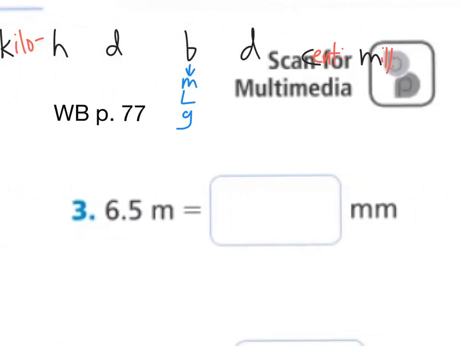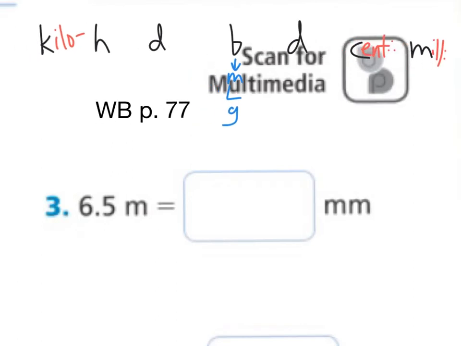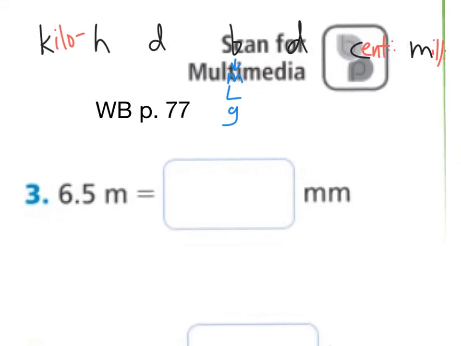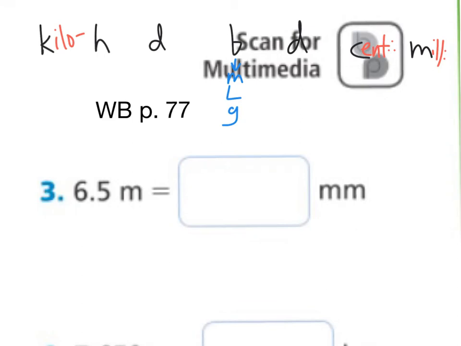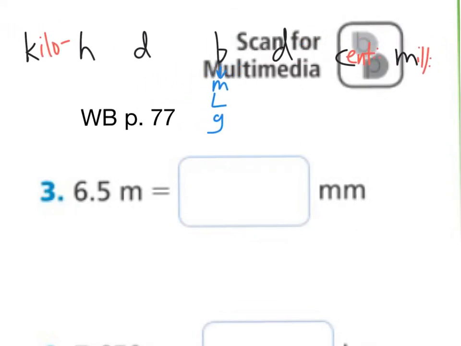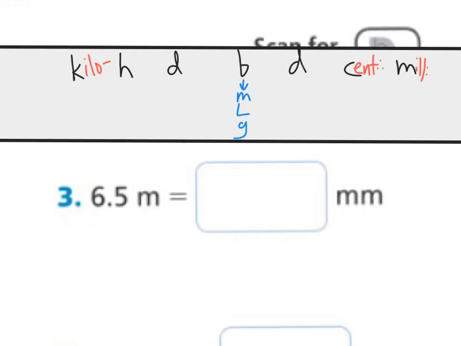So if we go to number 3, we've got 6.5 meters, and they want us to change that to millimeters. So starting with meters, and we're trying to go to millimeters, we would have to move 1, 2, 3 places to the right. So if we move our decimal here 3 spots to the right, we add some zeros, 6.5 meters is equivalent to 6,500 millimeters.